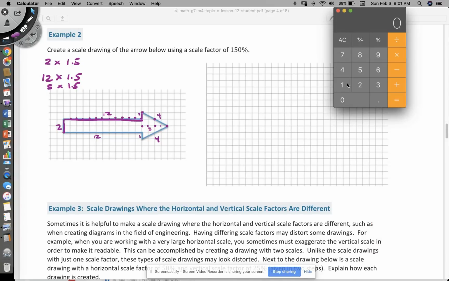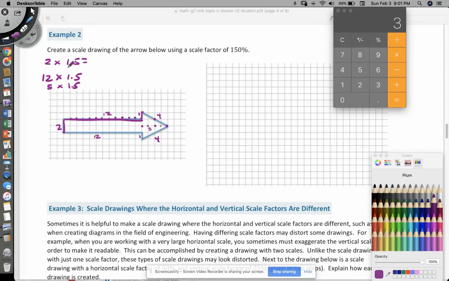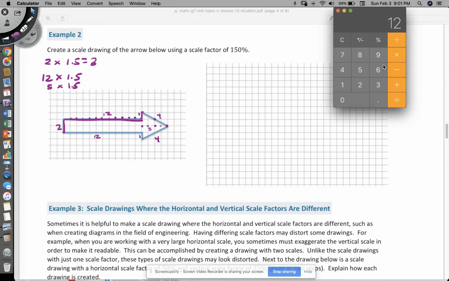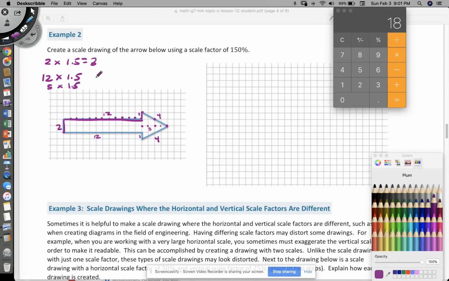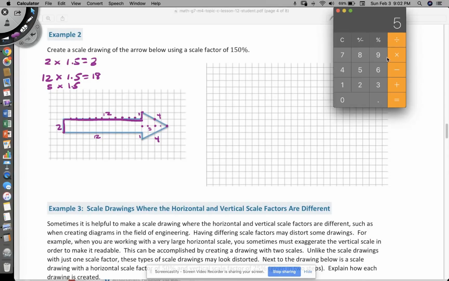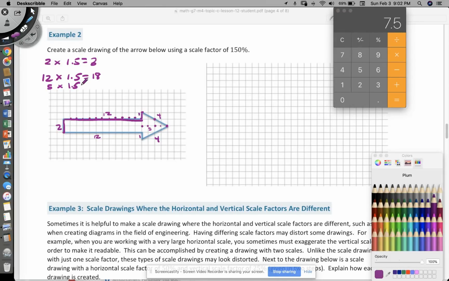Okay, so we go 2 times 1.5, and we get 3. So instead of 2 boxes, I'm now going to move to 3 boxes. And we have 12 times 1.5. I'm going to get 18. And I have 5 times 1.5, and I get 7.5. Now 7.5 is going to be kind of having to guess a little bit, so we'll try our best here.